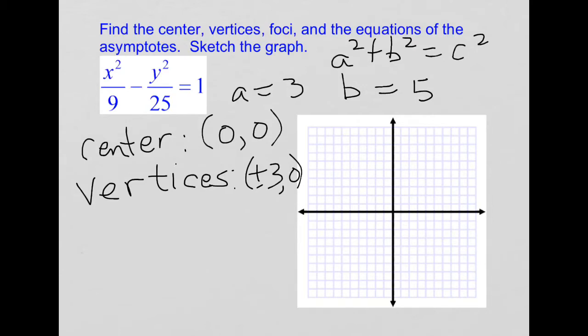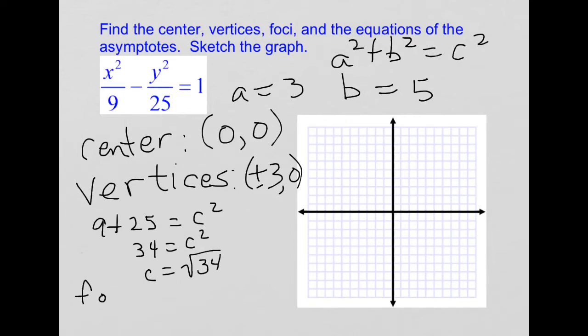And we need to find the foci. To find the foci, we need c. To do c, we need to find 9 plus 25 is equal to c squared. That's a squared plus b squared equals c squared. So that's 34 equals c squared, or c equals the square root of 34. So my foci, again, it's the x that's changing, so that's plus or minus the square root of 34 and 0.